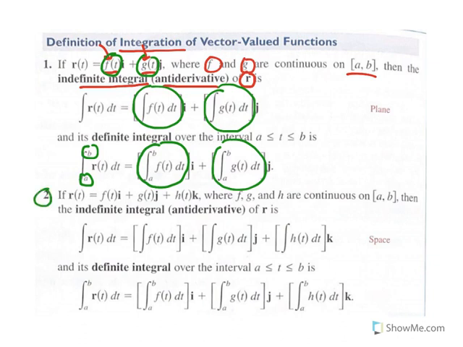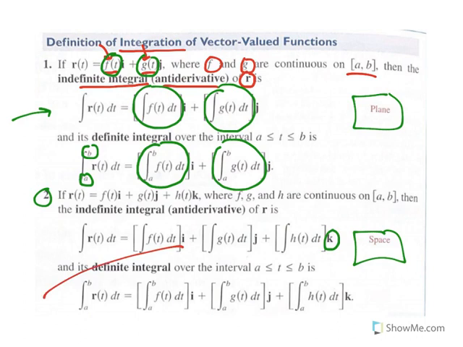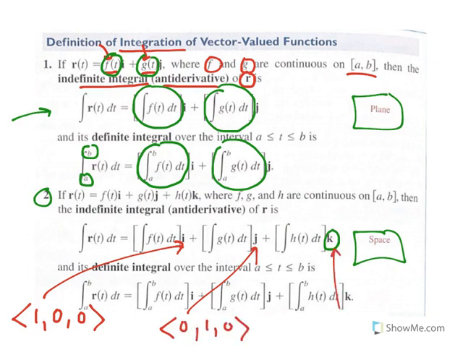And number 2 is the same thing that we just looked at for number 1, but number 2 is for space curves, where you have an extra dimension, and you have an extra standard unit vector k. For space curves, the standard unit vector i would be, there's a third dimension. There's the x direction, the y direction, and the z direction. And the standard unit vector j would be this. And the standard unit vector k has an x component of 0, a y component of 0, and a z component of 1.